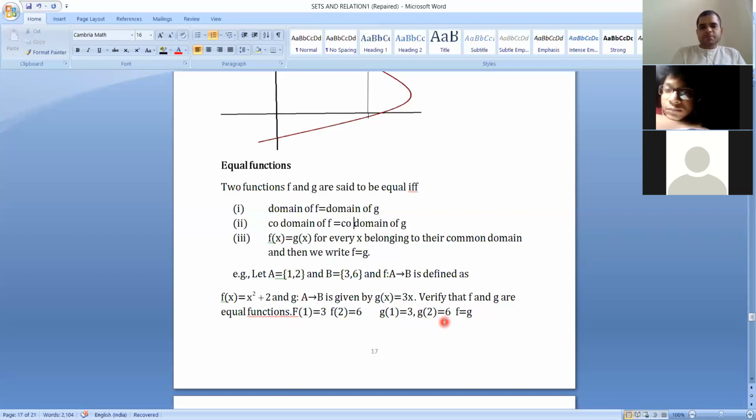So you can see the domain of f is equal to the domain of g. The domain of f is set A and the domain of g is also set A. The codomain is also the same. The codomain of f is set B and the codomain of g is also set B. So the first two conditions are satisfied. The third condition we have also checked: F1 is equal to G1 and F2 is equal to G2. So all three conditions are satisfied.